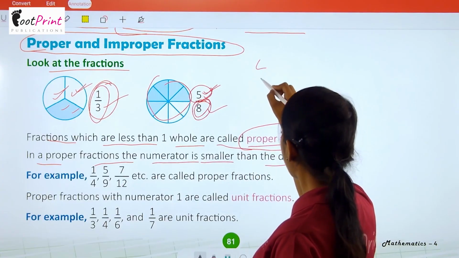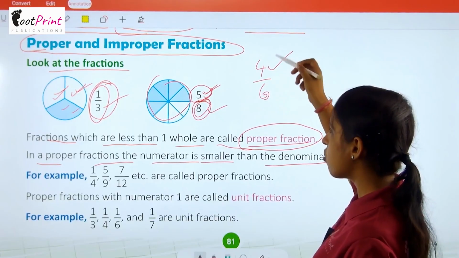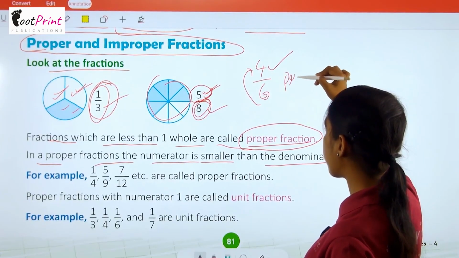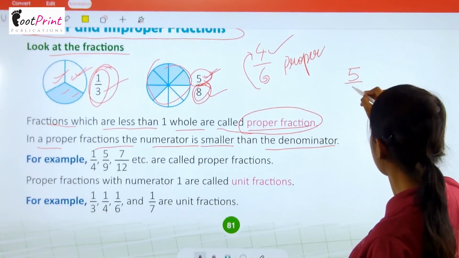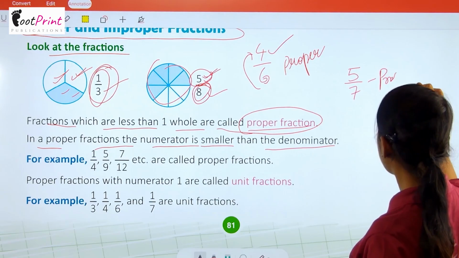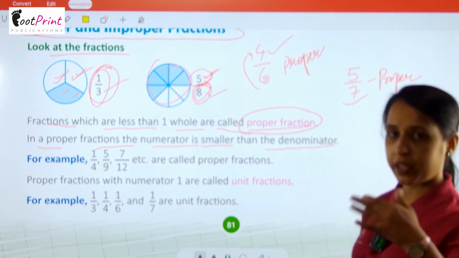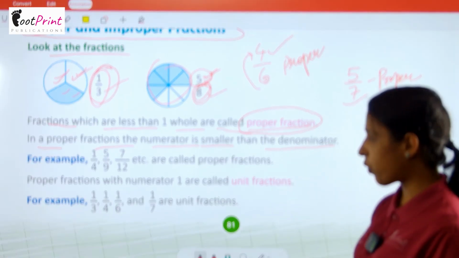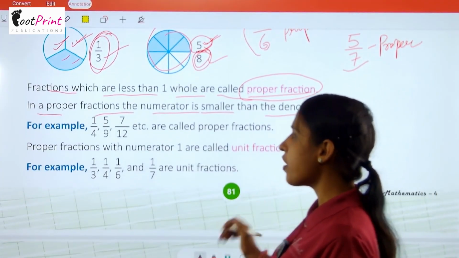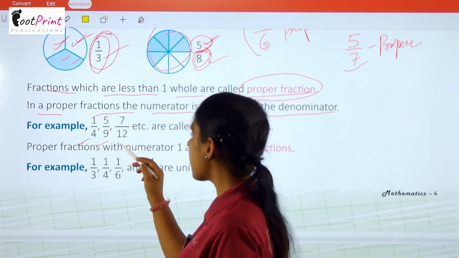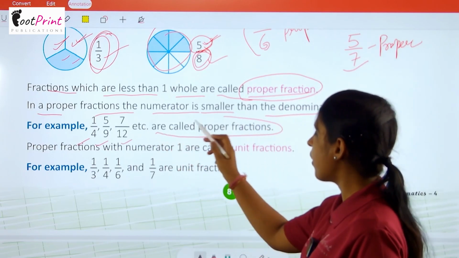Here 4/6. So here numerator हमारा denominator से छोटा है तो it means it is proper fraction. Okay, one more example. 5/7. So it is also a proper fraction because 7 is greater than 5. Means denominator बड़ा है और numerator छोटा है. तो ऐसे वाले जो fractions होते हैं वो क्या होते हैं हमारे proper fractions. For example, 1/4, 5/9 and 7/12 just like that are called proper fractions.